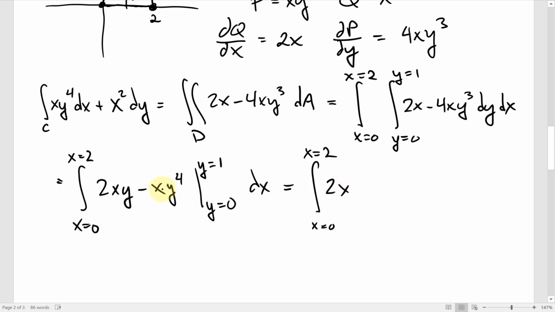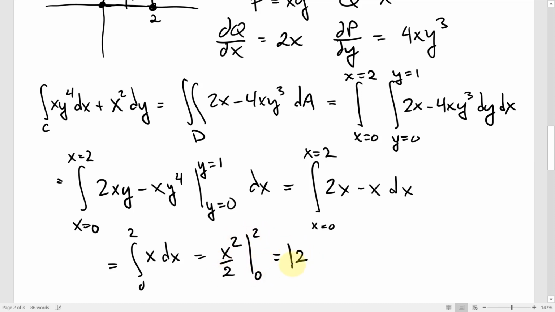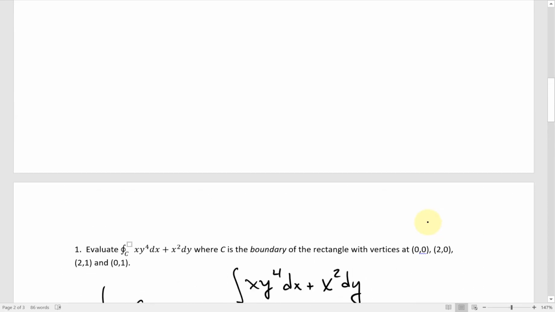2x minus x. When you plug in 0 for y, both of these terms are 0, so that all disappears. So this is the integral from 0 to 2 of just the function x with respect to x. So x squared over 2, evaluated at 0 and 2. So that's 4 over 2, and we have an answer of 2. Okay, that takes care of the first one. Let's move on to the second one.